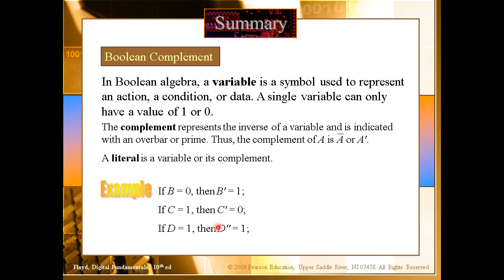If d equals 0, and you take d prime, it will be 1. Then if you take another prime, it will be 0, right? Because you keep flipping between two logic levels. So if originally d equals 1, and you flip it twice, it will be 1 again. Just like that. So double prime is also possible; you can just write double prime in case you need it.